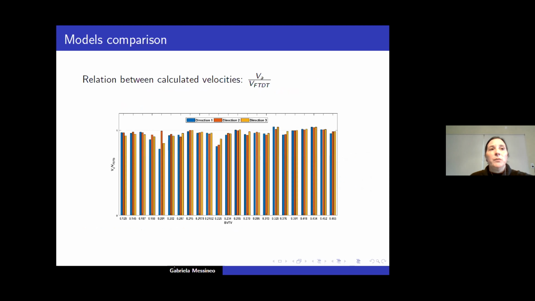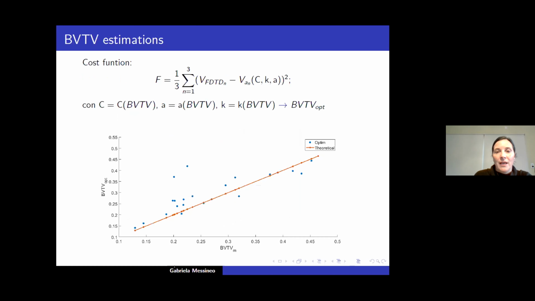And here, the relation between the velocities simulated with both models is shown. We can see that in most of the samples, this relation is near to 1. It is bigger than 0.9 in most of the cases. And this encourages us to use the analytical model in the inverse problem to estimate the bone volume to total volume from the minimization of the difference between the velocities.